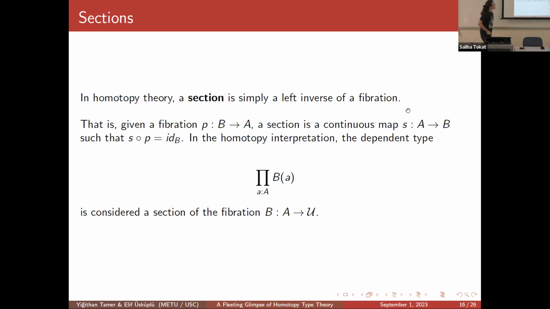And that's basically what it corresponds to in the homotopy interpretation. That's the dependent pi type, the dependent function type. And the reason is, for every point on the base space, you assign it an element of the fiber, and that's precisely what this means.